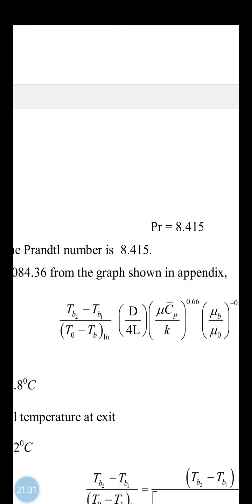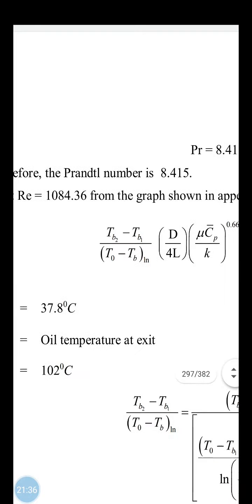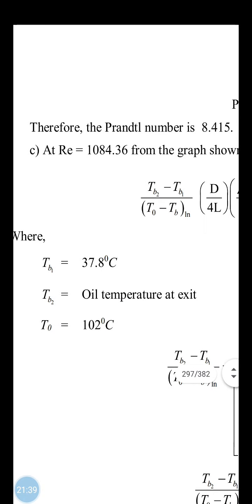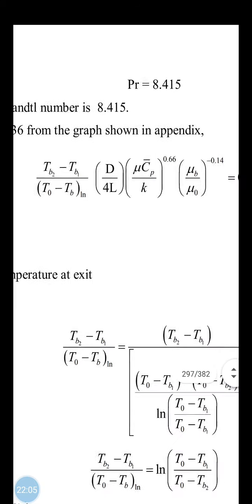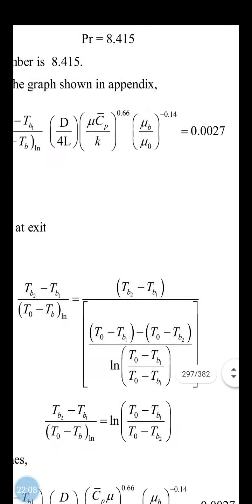Keep in mind, you cannot calculate the exit temperature of the oil directly by putting in any equation. You have to use again the same graph and the same equation that you studied earlier. So for that you can write Tb1, that is the temperature at the inlet of the fluid, 37.8 degrees Celsius. Tb2 is nothing but the oil temperature at the exit. You have to find out Tb2. And what is T0? T01 and T02 are the same. It is 102 degrees Celsius wall temperature. So again you can use the same equation.